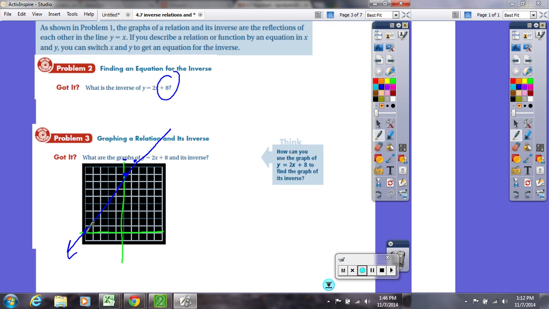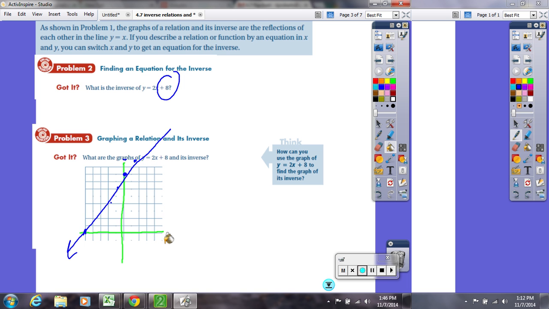That's not the best graph. We'll actually switch that back. That's the graph. Now they ask us to do its inverse. The inverse, once again, what's the definition of inverse? Outputs become the inputs. So therefore, the y becomes an x.